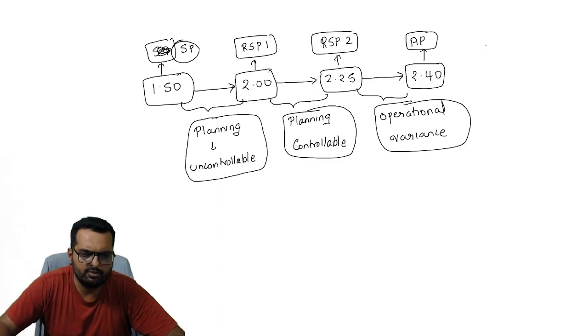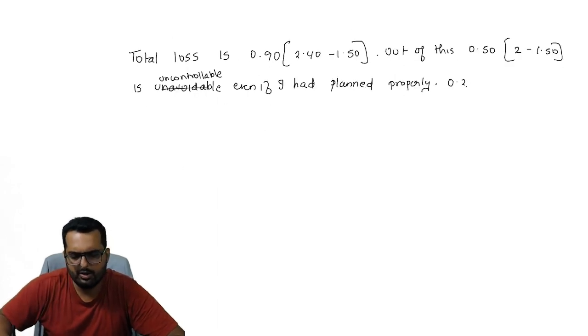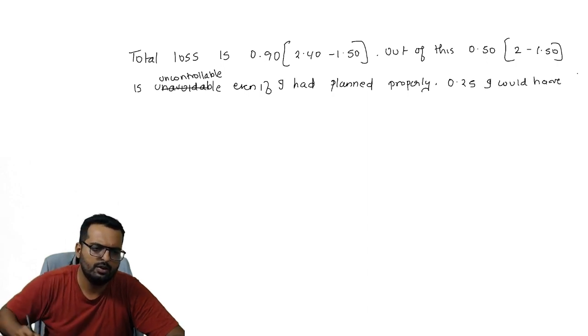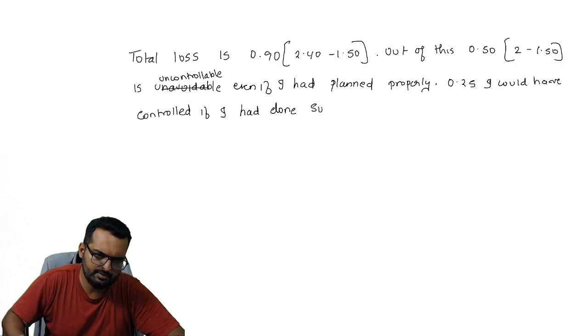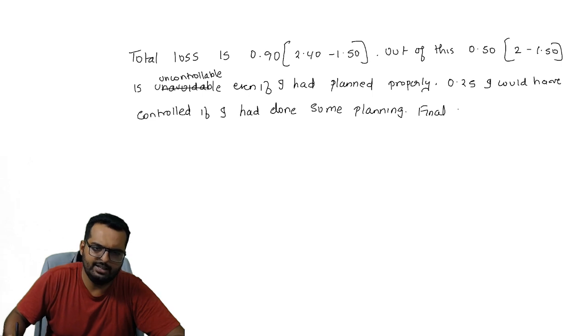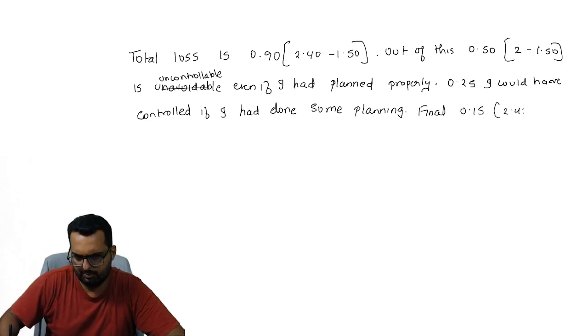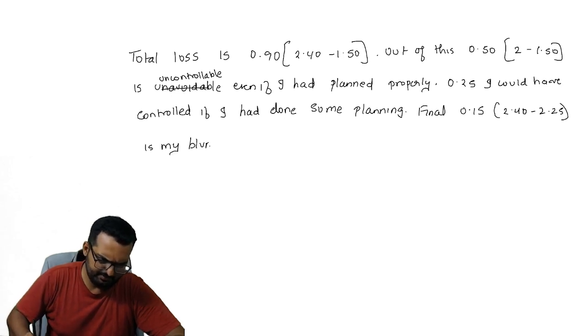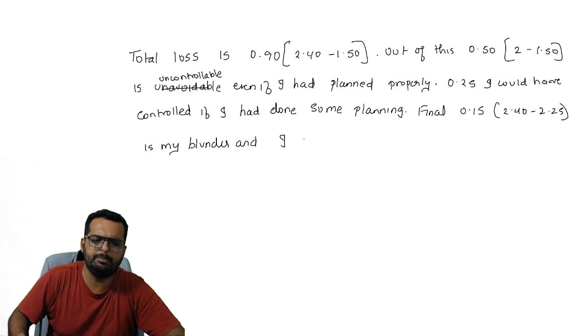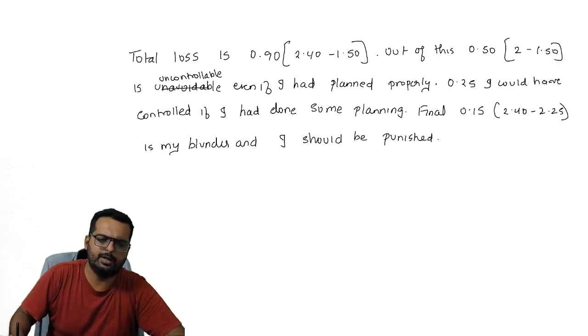Fine. What is the next loss? 25 paisa. 25 paisa I could have controlled if I had done some planning. Final 15 paisa, that is 2.4 to 2.25, is my blunder and I should be punished. Write down this so you will become thorough in this part.